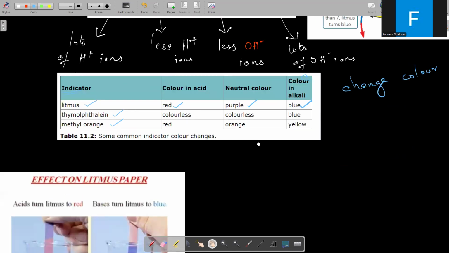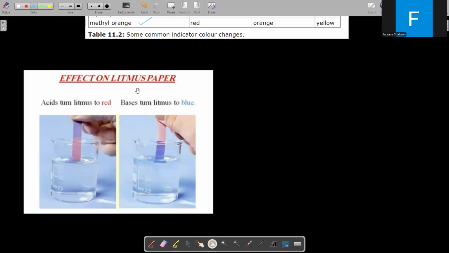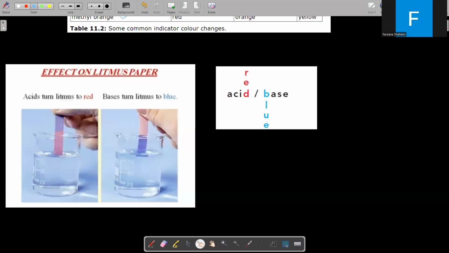Now, an easy way to remember this is, see, this is the effect of litmus paper. The acids turn litmus paper to red, and bases turn litmus paper to blue. A simple visual memory aid is this. Like acid, if you want to remember, it has a D, so red. So litmus paper turns red.